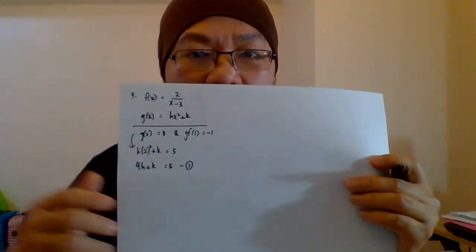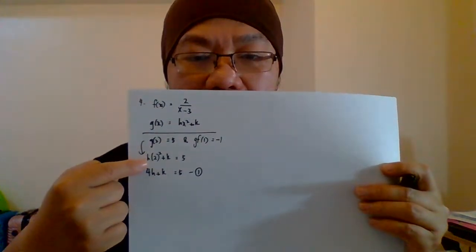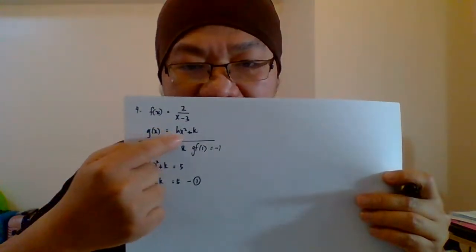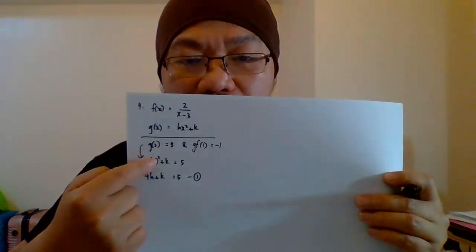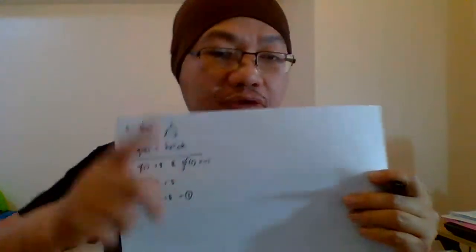So, as usual, sub every value given to you. From the first info, g2 equals 5, look at the function of g. We got hx squared plus k. Now substitute x with 2. It's supposed to be 2 substituted into x. Okay, I'll do in detail here. So it becomes h times 2 squared, because hx squared, right, plus k. 2 squared equals 4. 4h plus k equals 5. That is your first equation.